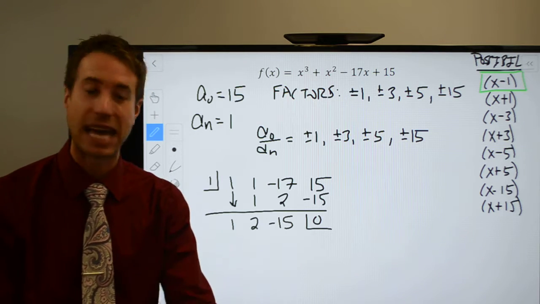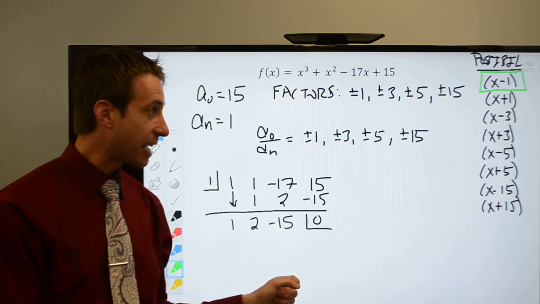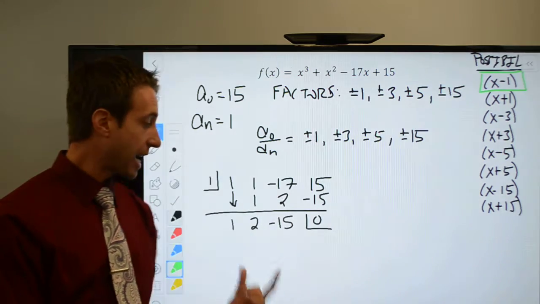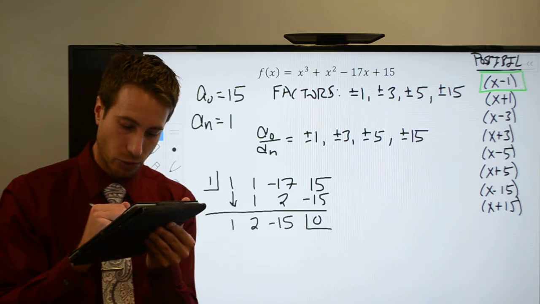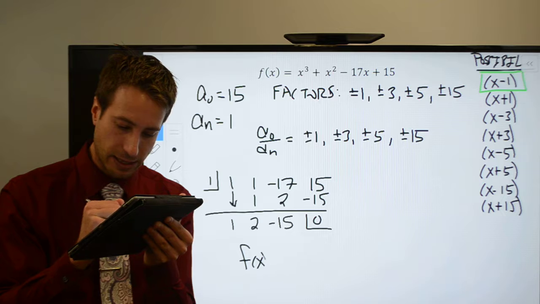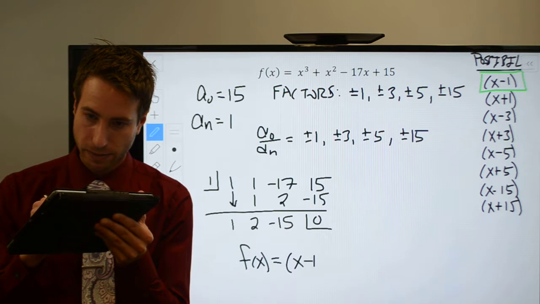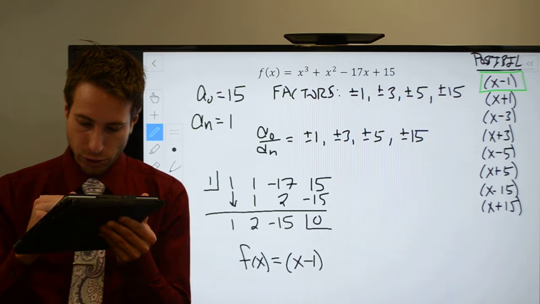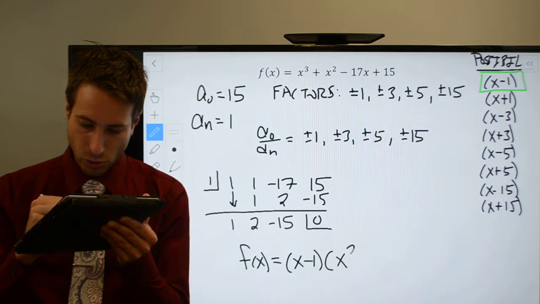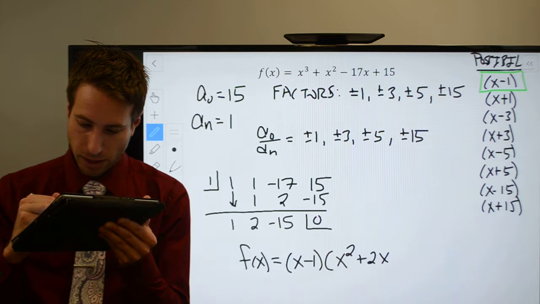So what that means then is I can rewrite the polynomial I was given as the factor and the reduced polynomial. So I called it f of x. We will call it f of x. And it's going to be equal to my factor, which was x minus 1, and my reduced polynomial, which is going to be x squared plus 2x minus 15.